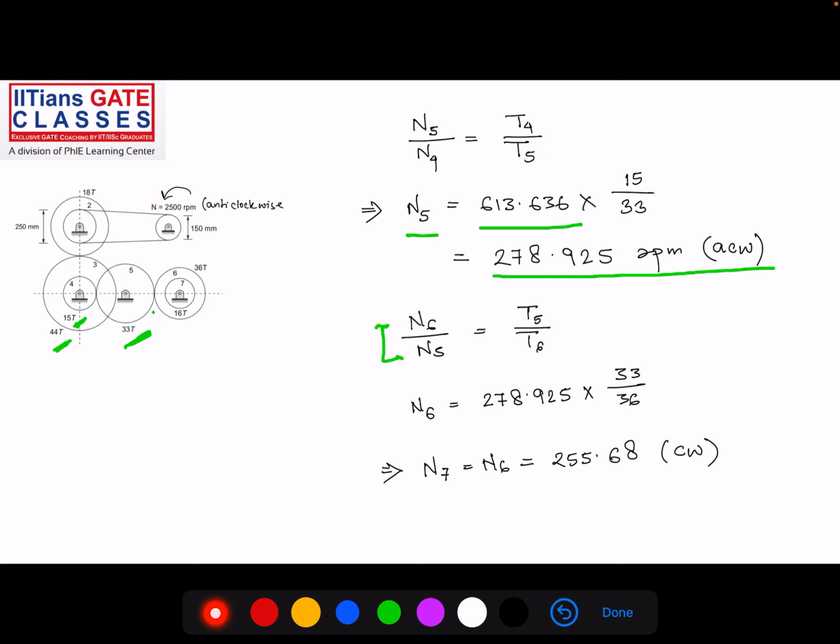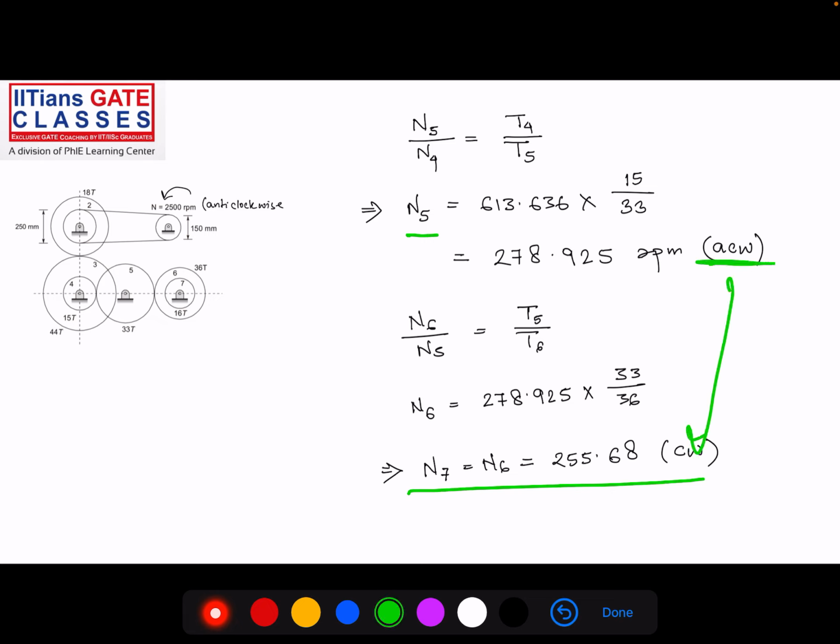5 is connected to 6, so N6 by N5 is equal to T5 by T6. From here we get the value of N6: N6 is equal to 278 into 33 by 36. 33 is the number of teeth on 5, and 36 is the number of teeth on 6. This is the RPM of N6. N6 and N7 are on the same shaft, so both will have the same angular velocity, the same RPM. They are externally connected, so since this was anti-clockwise, this will become clockwise. So the answer is 255.68 RPM clockwise. Let us see what option we have.